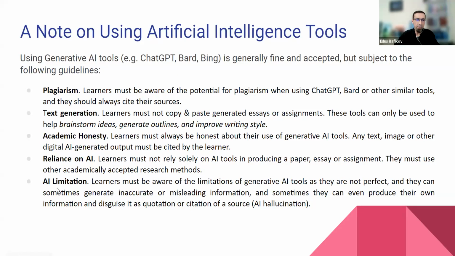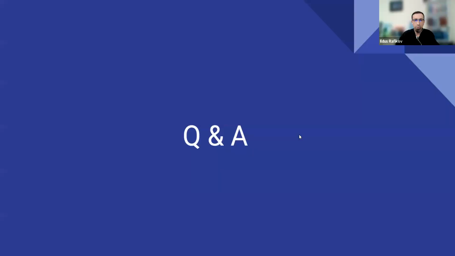And you'll have to understand also that there are AI limitations. These tools are not perfect, even though they renew and improve all the time. The text generated can be inaccurate, or it can contain misleading information. Especially, you'll have to remember about AI hallucination, because sometimes it can just generate by itself something that doesn't actually exist. So these are the things I wanted to share with you.